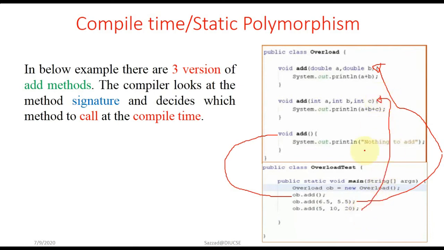This is one kind of polymorphism, because the same name is playing a different role in different places. In the example, there are three versions of the add method. The compiler looks at the method signature and decides which method to call at compile time. That's why it is called compile time polymorphism. So now let's move forward.